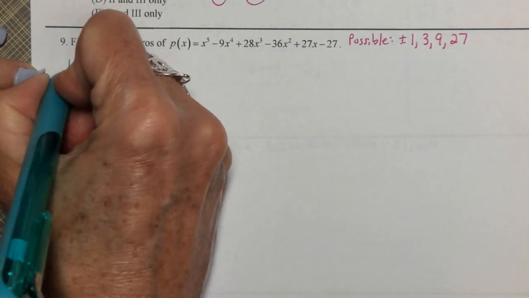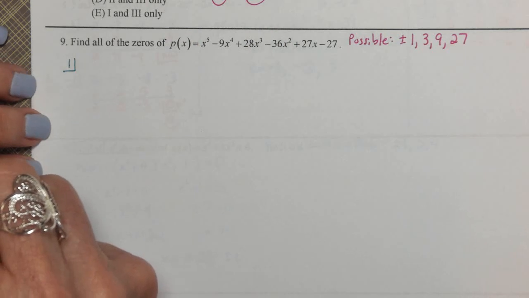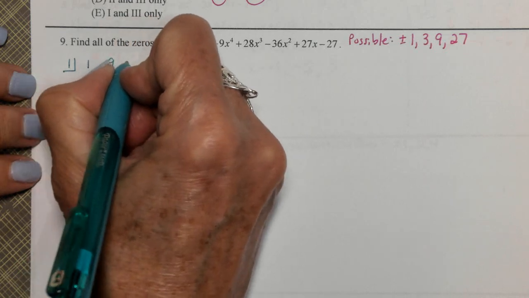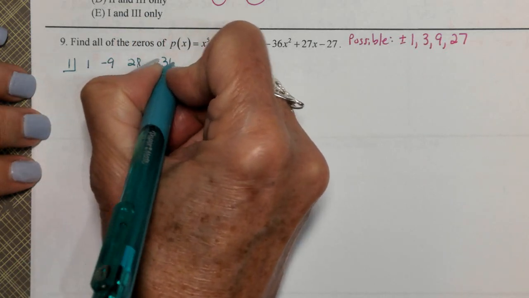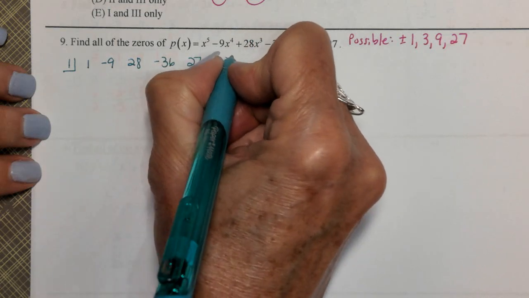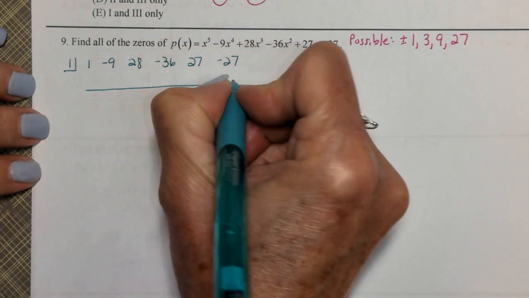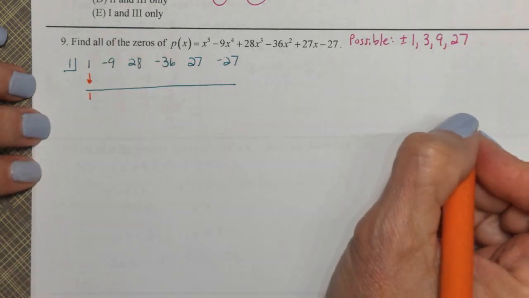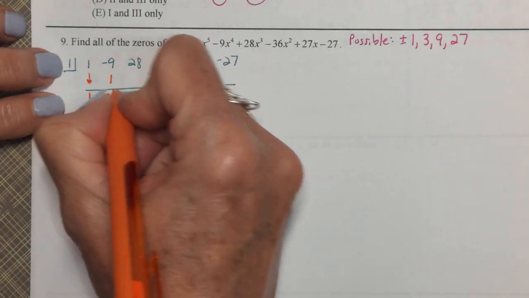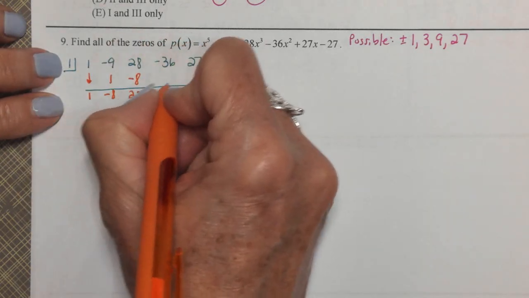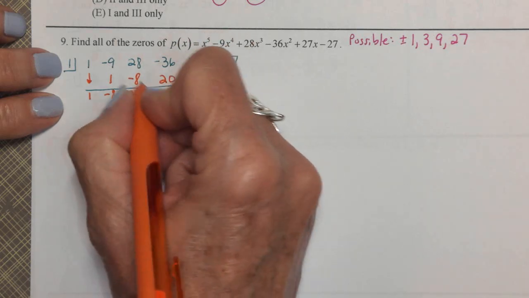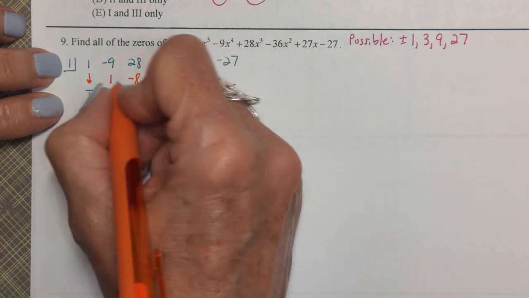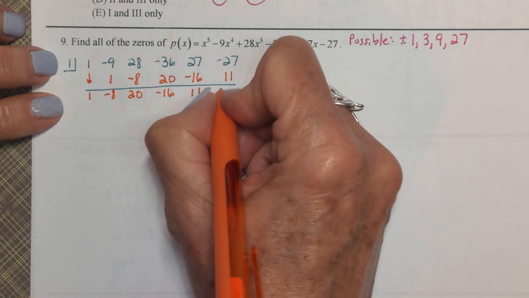Okay, so let's try some. I always pick 1 to begin with because it's just the easiest to multiply. And so I'm going to write these out here: 1, negative 9, 28, negative 36, 27, and negative 27. Wow. Some big numbers. Let's see what we get. Okay. Bring down 1. Multiply and add. Multiply and add, and we're not going to get a 0 there.